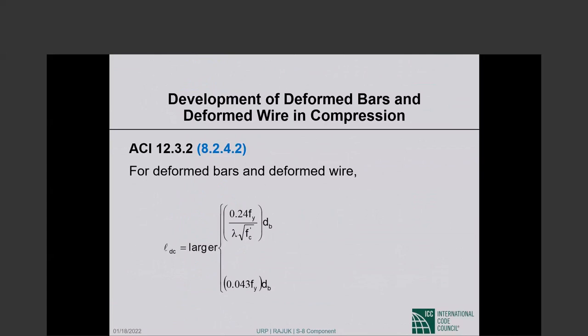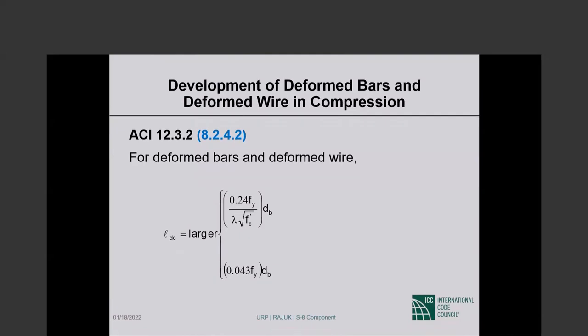These are the expressions for deformed bars and deformed wire. L sub DC, the required development length, is the larger of the values given by the two expressions. And the only parameters involved are F sub y, the yield strength of the reinforcement, the compressive strength of the concrete, F sub c prime, and the bar diameter. So nothing to explain.